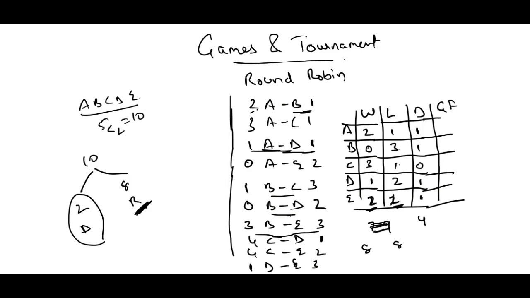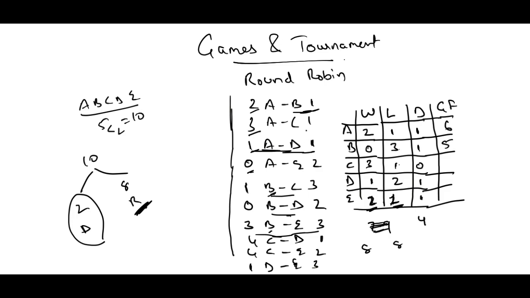Now A has scored 2 goals, 3 against C, 1 against D and 0 against E. So A has a total of 6 goals for. Coming to B, B has scored 1 against A, 1 against C, nothing against D and 3 against E. So 1 plus 1, 2 plus 3, 5. So B has scored 5 goals.